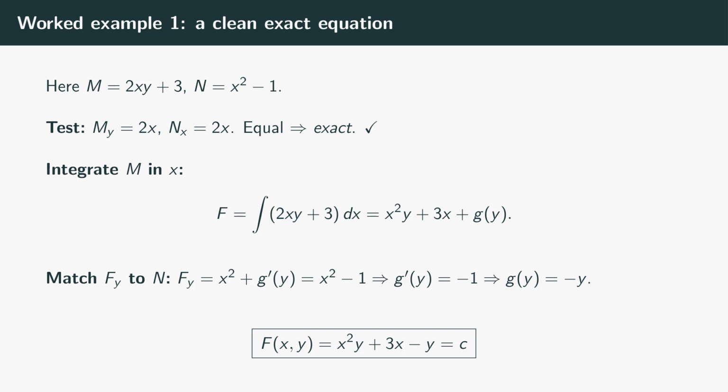Now reconstruct f, integrate m with respect to x, treating y as constant. The integral of 2xy plus 3 is x squared y plus 3x plus an unknown function g of y. Next, differentiate this f with respect to y. That gives x squared plus g prime of y. Set it equal to n, which is x squared minus 1. The x squared terms cancel, leaving g prime of y equals minus 1, so g of y is minus y.